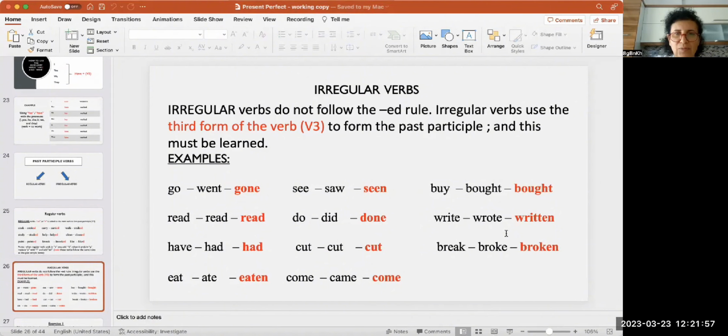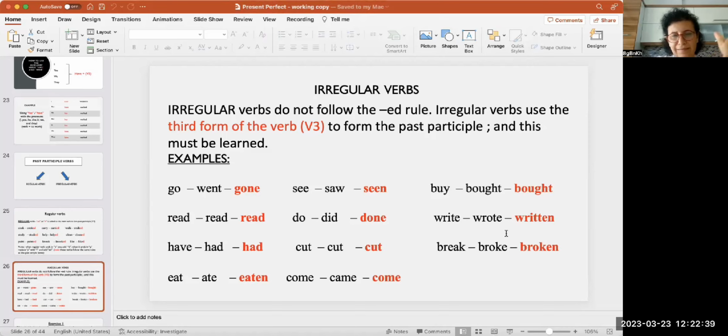Do. I don't expect you to memorize these, but I'm just showing you that these irregular words, if you don't learn them, it would be very difficult to figure out the third form. But this is just some examples like do, did, done. Cut. Now look at that. Same spelling. And then we have come, came, come. Buy, bought, bought. Write, wrote, written, and break, broke, broken.